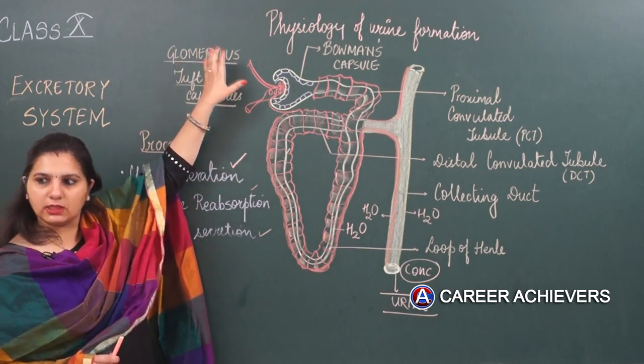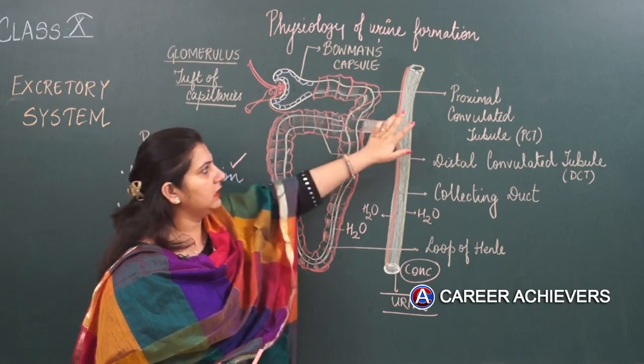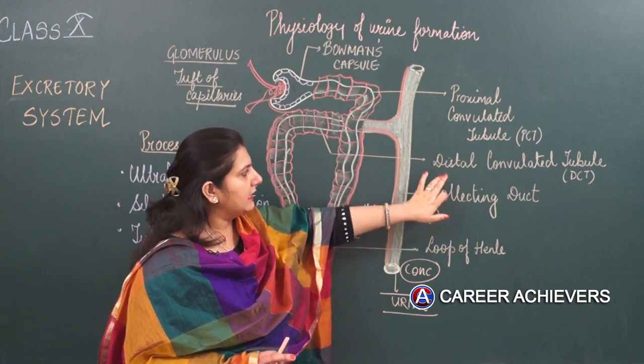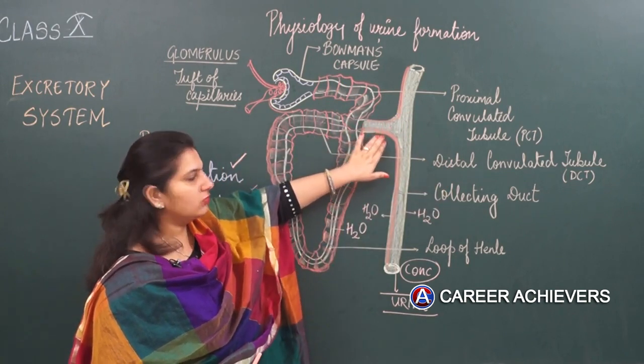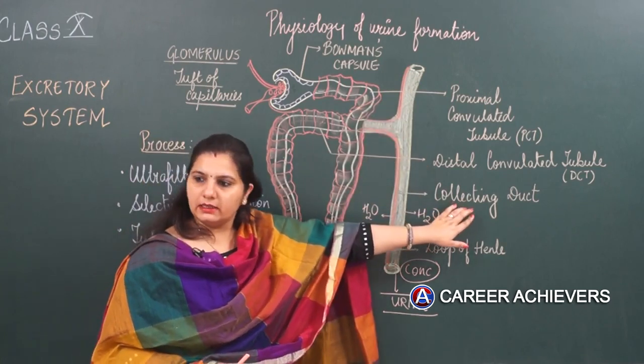First is called the glomerulus. The second is Bowman's capsule. Third, proximal convoluted tubule or PCT. Then comes the loop of Henle. Then it is further divided to form the distal convoluted tubule, and then comes the collecting duct.